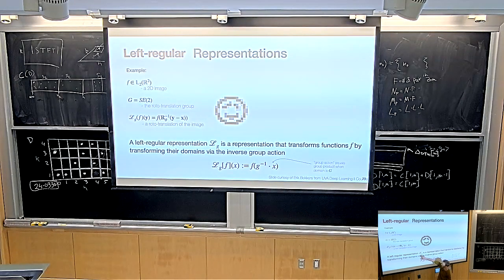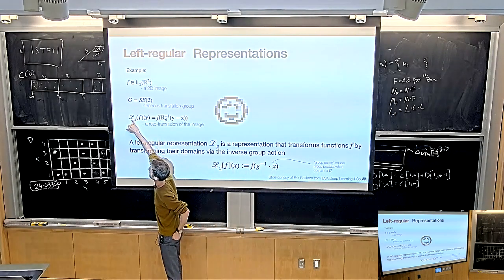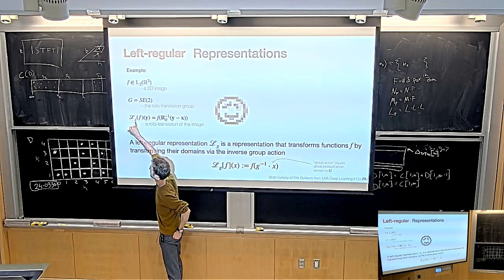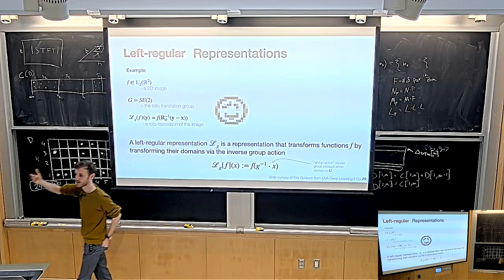So the formalism for this is called a left regular representation. The word representation pops up again, right? Representation again is this idea that there is a function that takes you from an element of the group to something that transforms something. L is the representation, parameterized by the group element. For instance, you say, I want to rotate the image by 90 degrees, and then you apply it to your image, which means it takes a function as input and gives you another function as output.